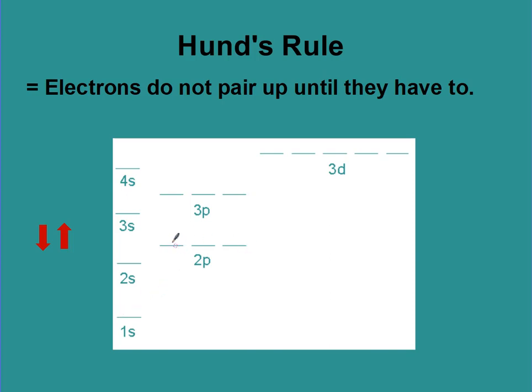So when it's filling the 2p, it would put 1 in each p orbital, then it would go back and fill them, because these are all degenerate, meaning equal energy. So it'd fill the 1s, then the 2s, and then 1 in each p before following up, pairing them up.